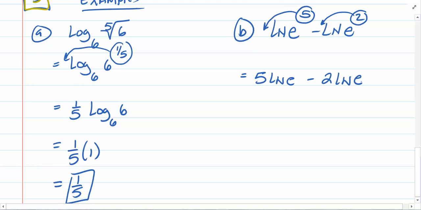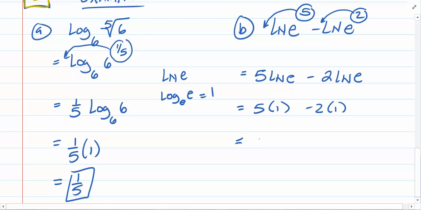But wait a minute, what was the natural log of e again? 2.7. Remember, natural log of e. 1, very good. This is 5 times 1 minus 2 times 1. Don't forget, natural log of e is the same thing as log base e of e, and anything that gives us power of 1. So I'm going to get this, 5 minus 2, so I'm going to get an answer of 3.